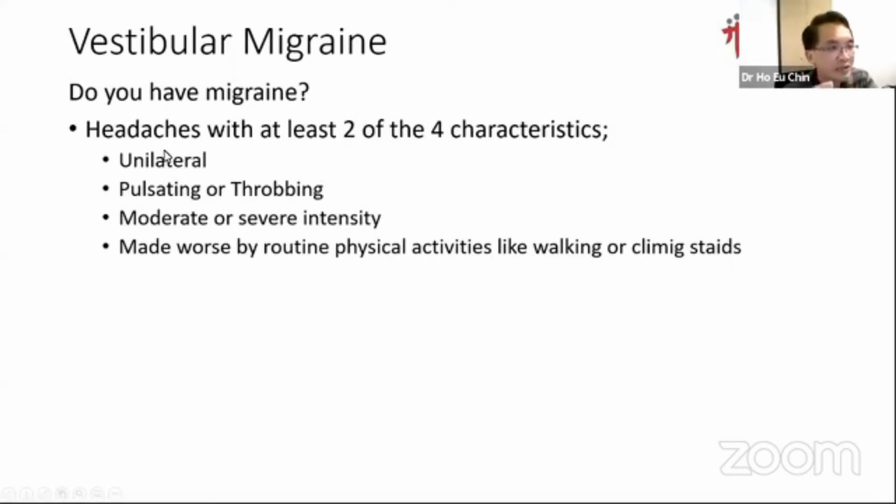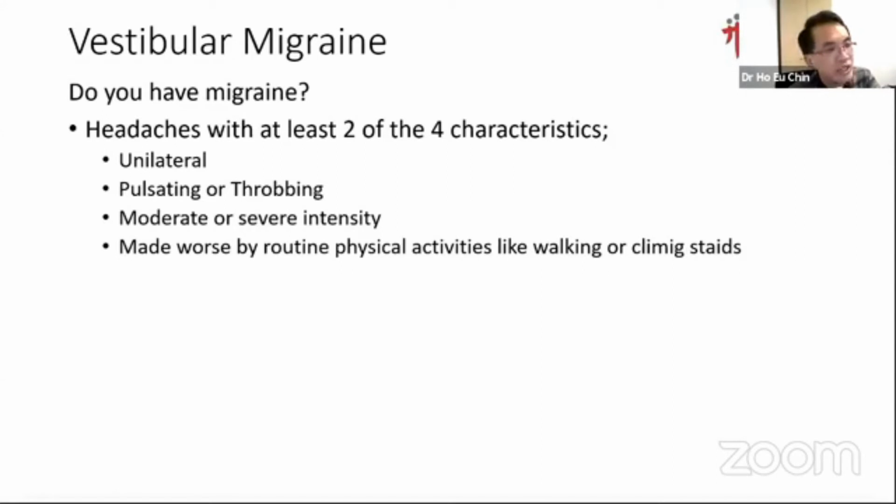Number 1 is unilateral, one side. Number 2 is pulsatile or throbbing. That means it comes and goes. Number 3 is moderate or severe in intensity. What is the definition of moderate and severe? In fact, let's start with mild. Mild means that you have a headache, but you can carry on with whatever you're doing with no problem at all. That is a mild headache.